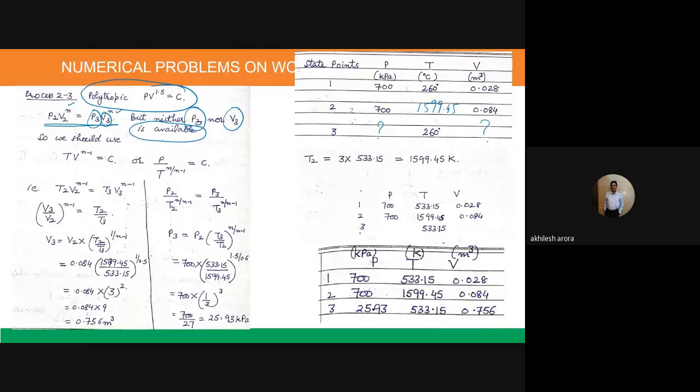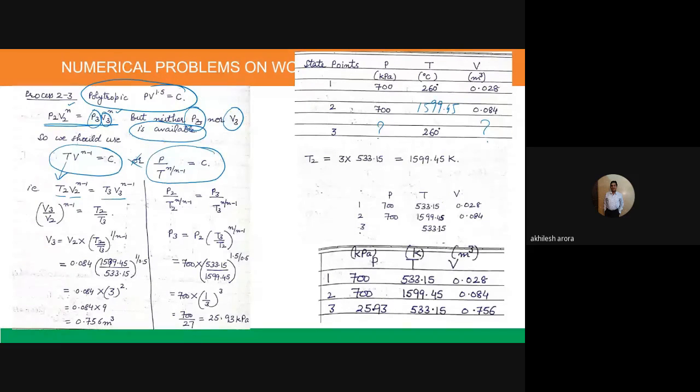So what should we use? We should use the other two relationships. One relationship is TV raised to power n minus 1 is equal to constant, and another relationship is P by T raised to power n over n minus 1 is equal to constant. Now just try to understand it. Write this equation for the process 2 to 3: T2 V2 raised to power n minus 1 is equal to T3 V3 raised to power n minus 1.